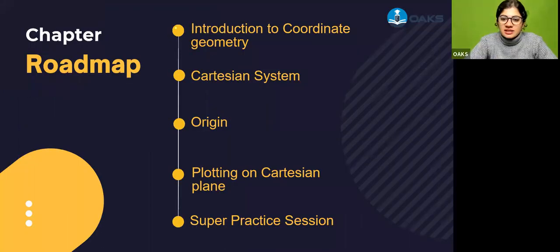Now this was the chapter roadmap. Okay. So we did the introduction to coordinate geometry. We did the Cartesian system. Now we are here at the origin. Now we will learn some useful information regarding origin. We will do a lot of questions regarding origin, and we will keep a note of marks also of school 1 and school 2. Everybody is ready?